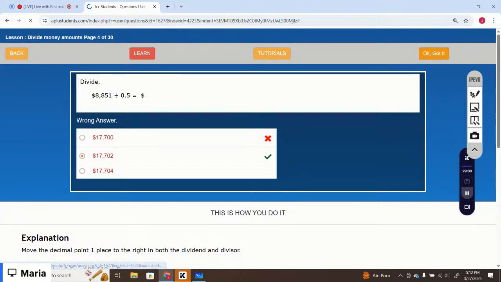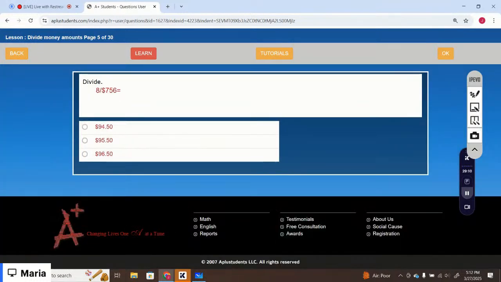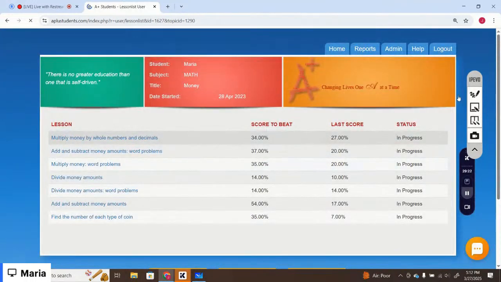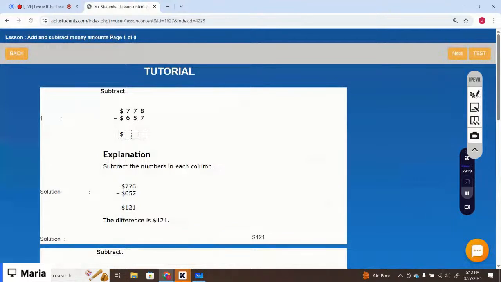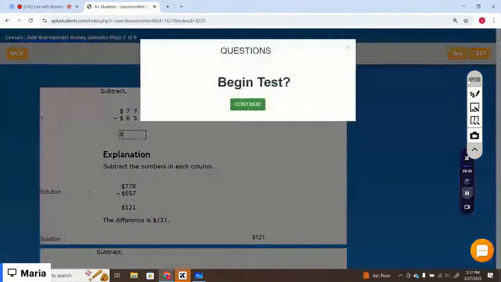Okay, you can complete the lesson by yourself later today. Let me just move on to the next lesson. You can do the word problems on your own. The next lesson is add and subtract money amounts. We have already done this lesson, but let's just do a few.